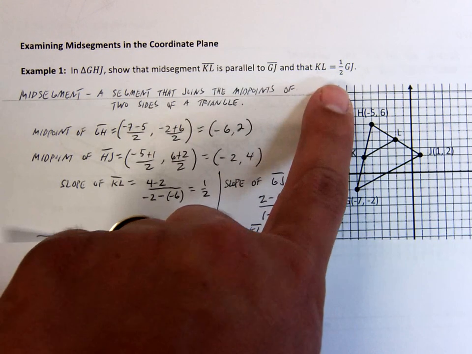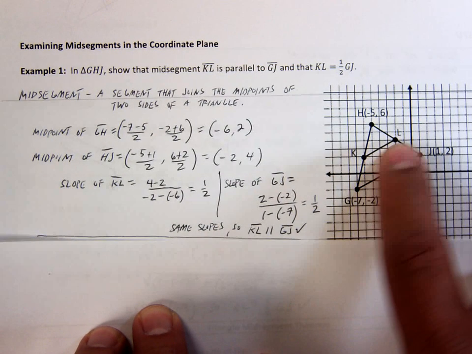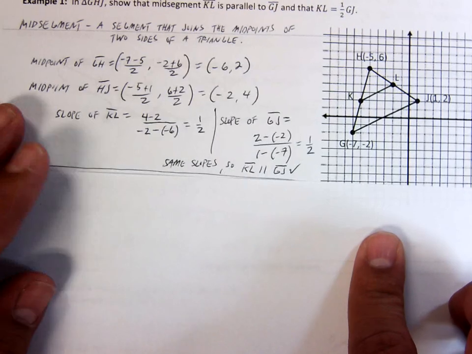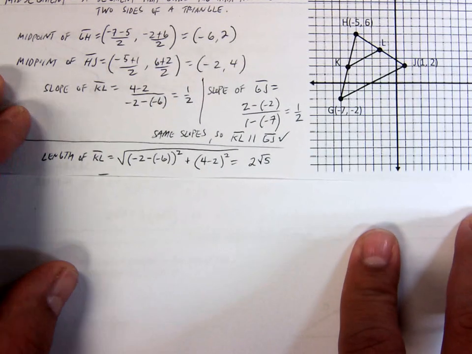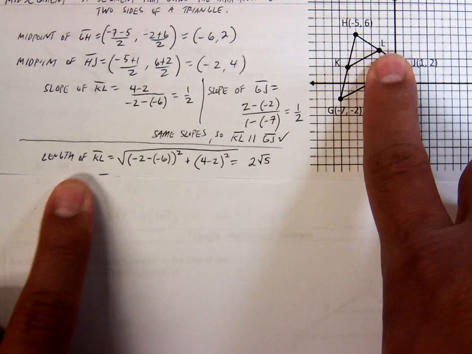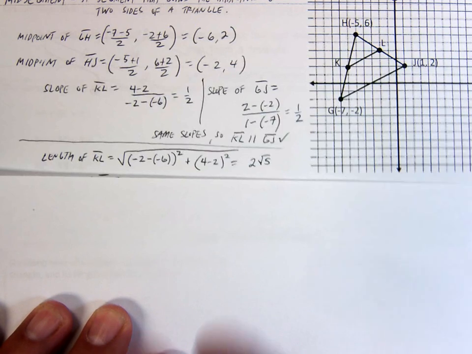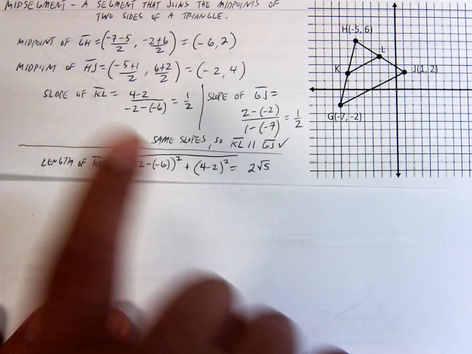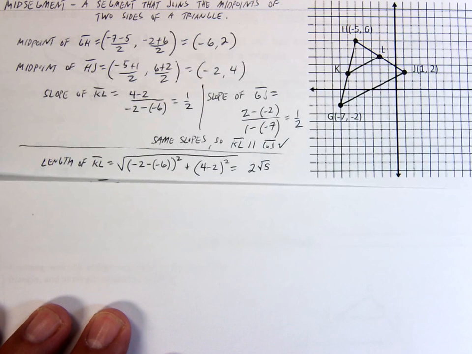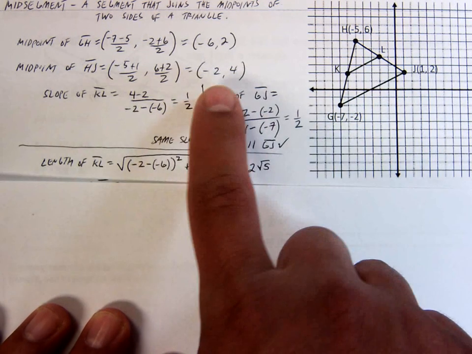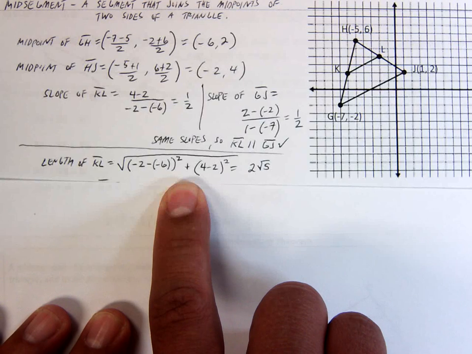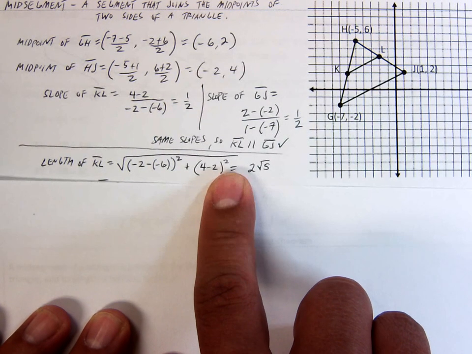Now I have to show that KL is 1/2 of GJ. So the distance from K to L is 1/2 the distance from G to J. We'll just use the distance formula for that. Slide it up so we can still see the picture. So the length of KL, I use my two points. Again, my formula up top is already cut off. You should still be able to see yours. I have to subtract my x's. It says x2 minus x1 squared plus y2 minus y1 squared, and then I find the square root of that. So for KL, I'll do -2 minus -6, subtract your two x's, -2 minus -6 squared plus 4 minus 2 squared, which gives me 2 root 5.